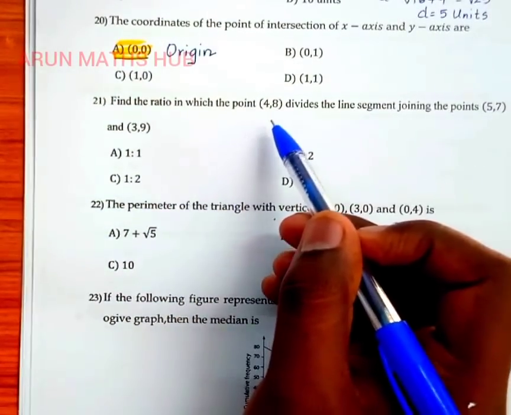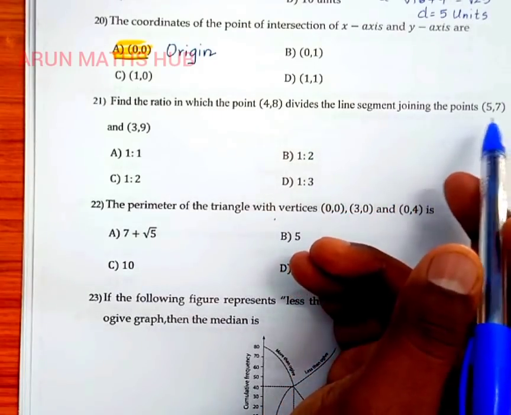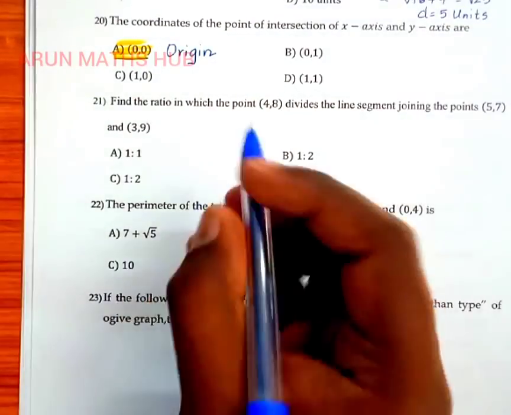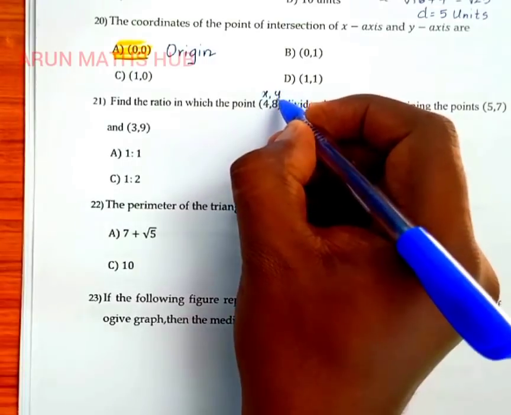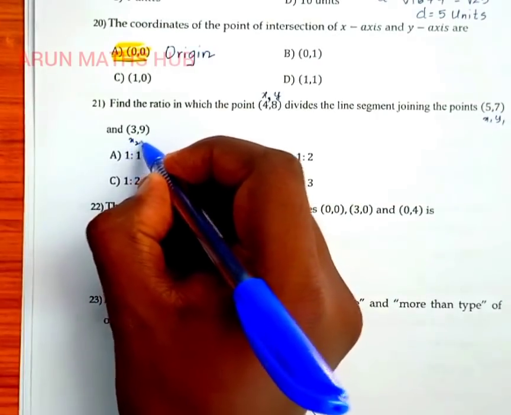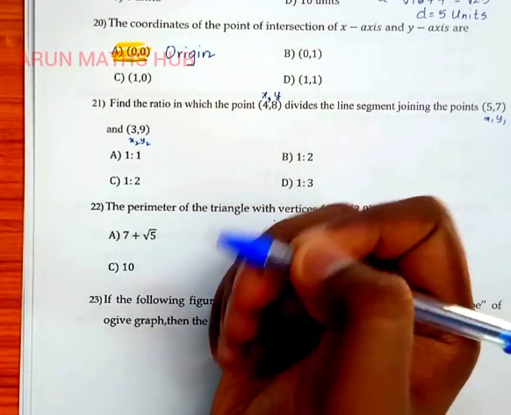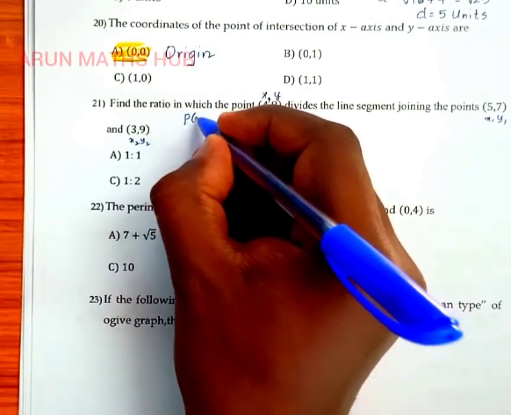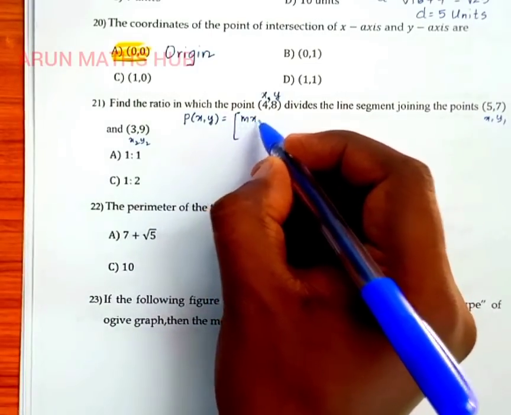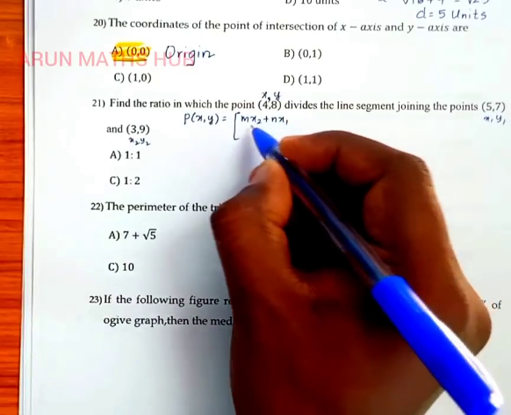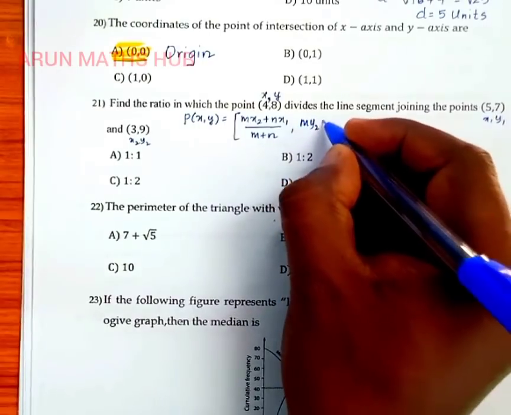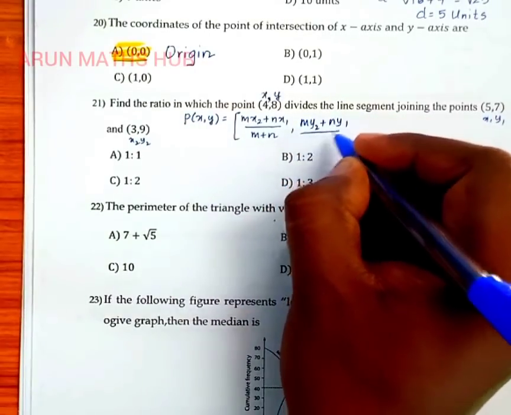Now, question number 21. Find the ratio in which the point 4, 8 divides the line segment joining the points 5, 7 and 3, 9. The question is a little bit lengthy. These kinds of questions will not be asked in the exam. As a practice, you can do it. x, y is 4, 8, x1, y1 is 5, 7, x2, y2 is 3, 9. By using the section formula, P of x, y equals mx2 plus nx1 divided by m plus n. In the same way, my2 plus ny1 divided by m plus n.